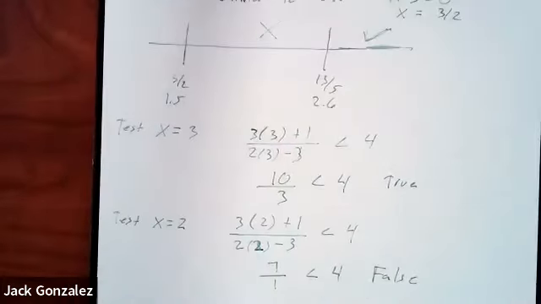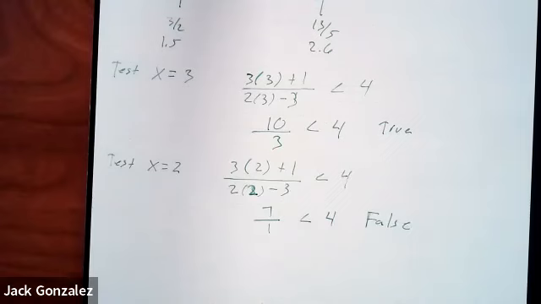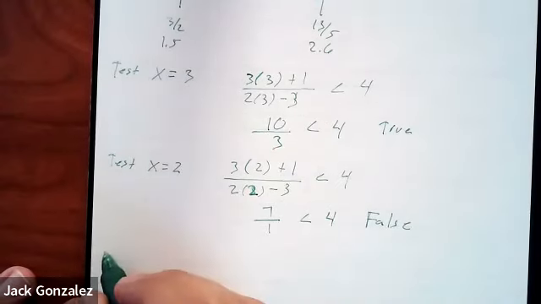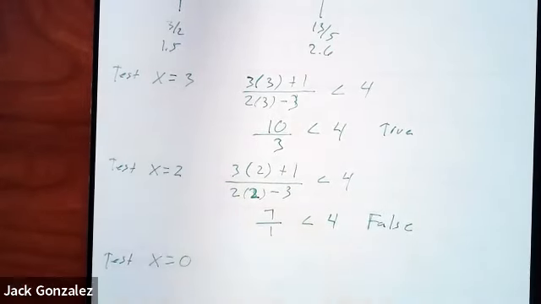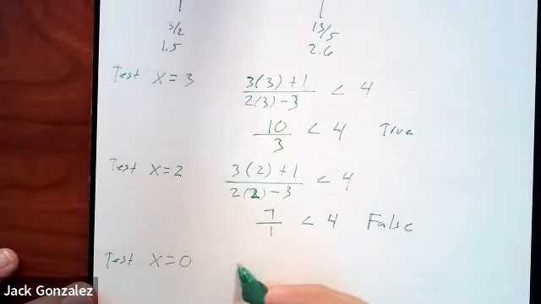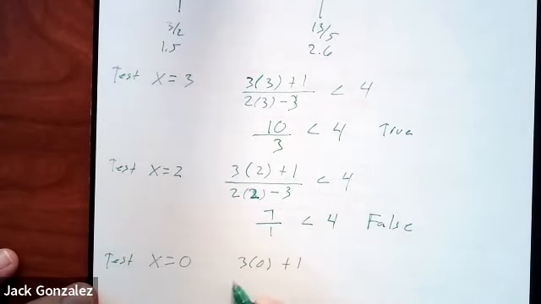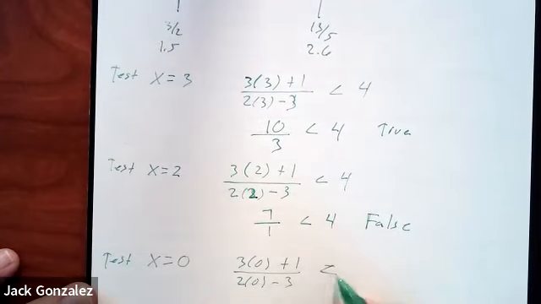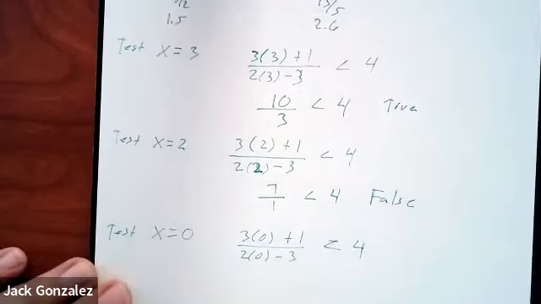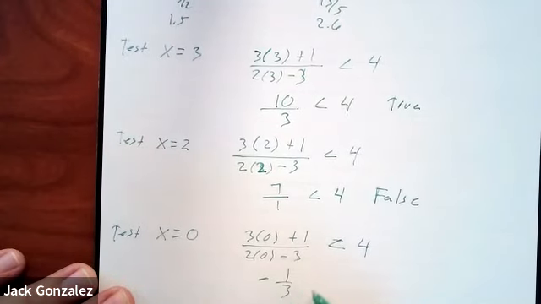What's the easy number below 1.5? The easiest. One would be cool, but I like 0 better. You can choose whatever you want. It'll still work out as long as it's below those values. Okay, so it's just, is this less than 4? Is negative 1/3 less than 4?